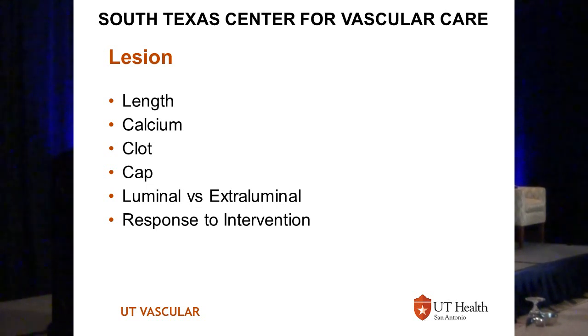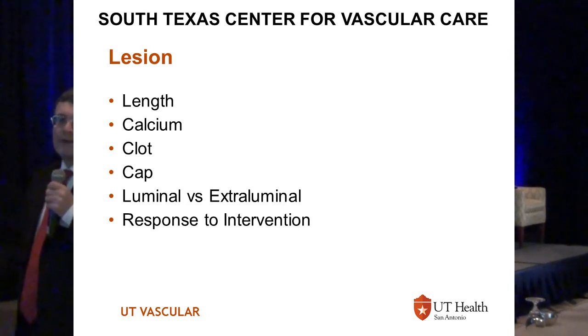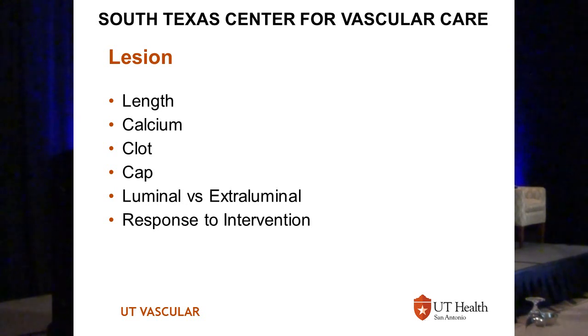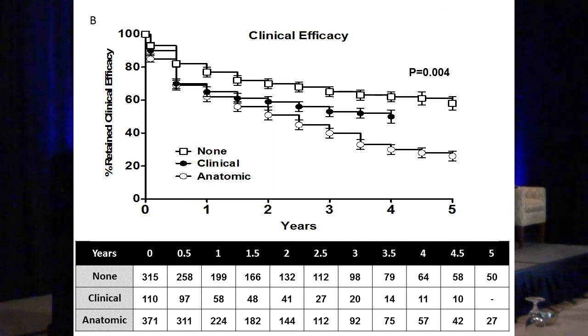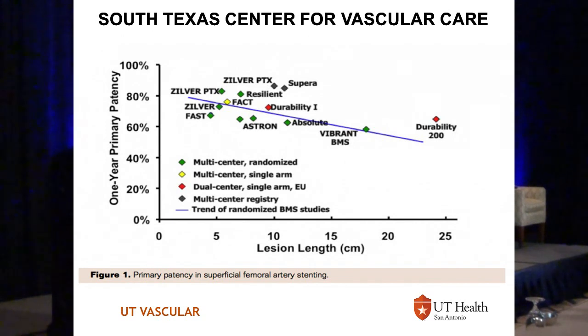Most lesions have length, calcium, they may or may not have clot, they often have a cap. You may be going intraluminal or extraluminal, and you need to know if there's a response to the intervention. Has there been recoil, dissection, perforation? All these things will affect you. In general, if you look at the guidelines for the OPGs from the SVS, if you identify people who have clinical risk factors, you will have less clinical efficacy. If they have anatomic risk factors reflecting generally both the leg and the patient, their outcomes are significantly worse.